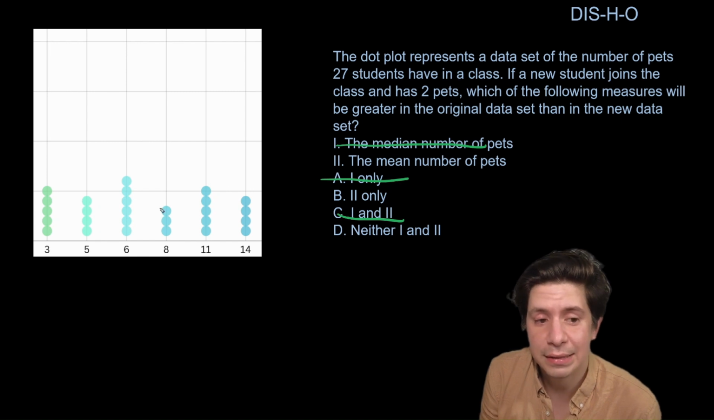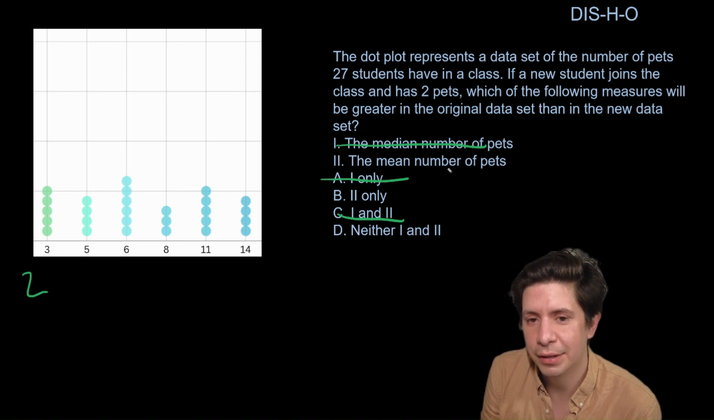But the mean is going to drop because now we're going below, right? We have a 2 here. So the mean will drop, so the original data set has a bigger mean. So it'll be B as in boy.